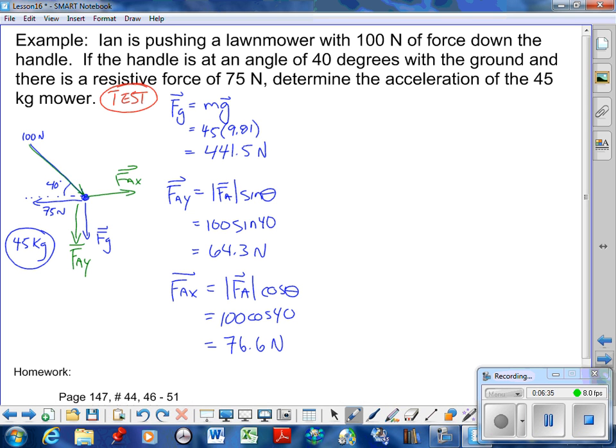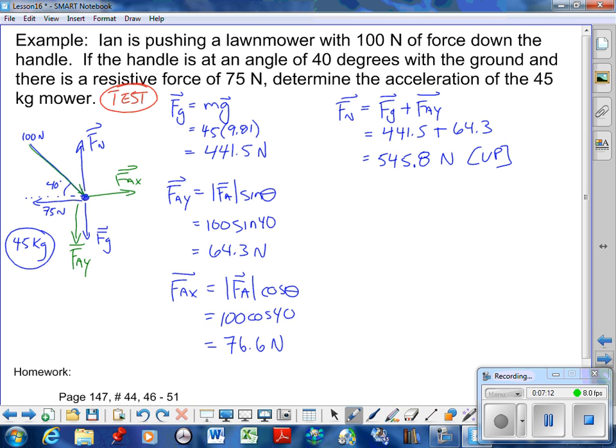Okay. So when you look at this, there is a normal force. I don't need to calculate it for this question, but I'm going to because it is important. The normal force in this case is going to be Fg plus FAY this time. I can see that from my free body diagram. So that means 441.5 plus FAY, which was 64.3, so we end up with 505.8 newtons. That's going to be up.